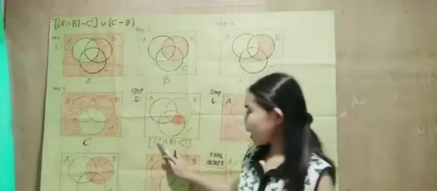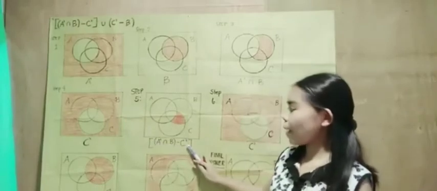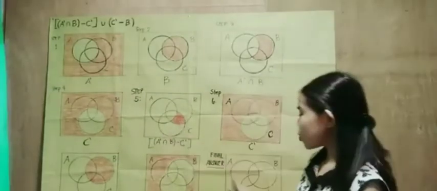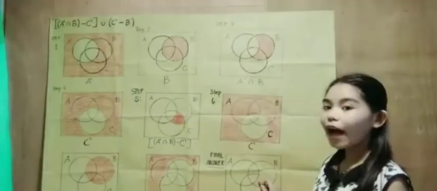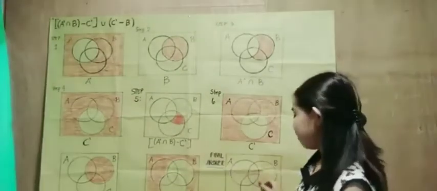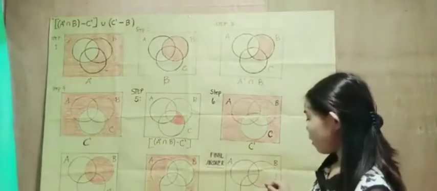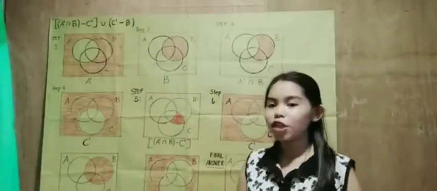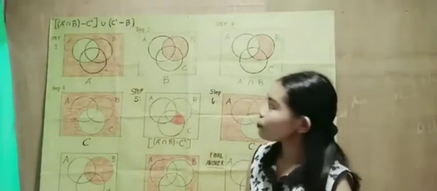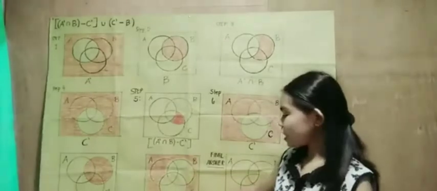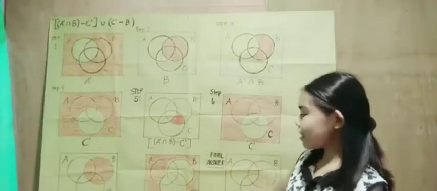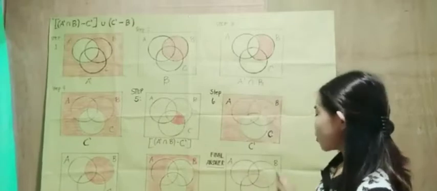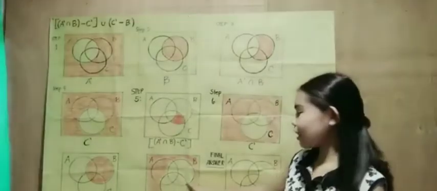So this is our A prime intersect B minus C prime. So this is the shaded area. So here we should also shade this area similar to this. And the next is we are going to evaluate what are the shaded areas in C prime minus B. So this is our C prime minus B and this is the shaded area. So we are also going to shade this area similar to this.